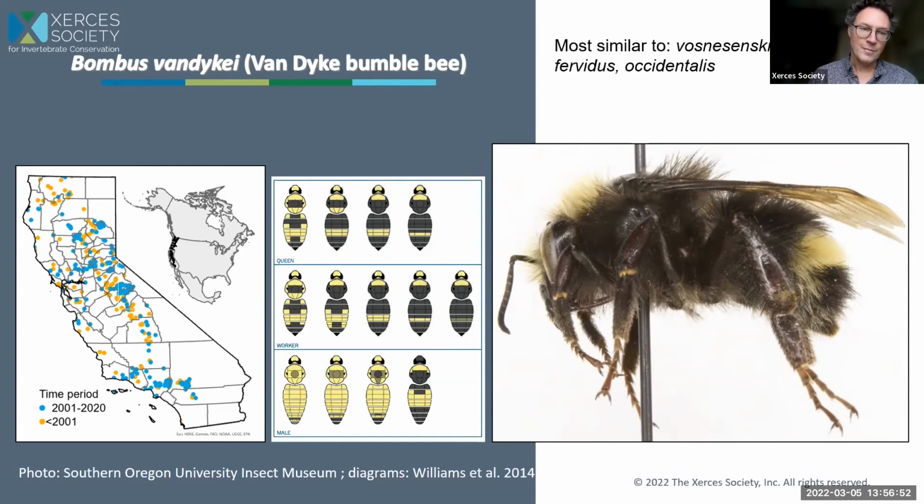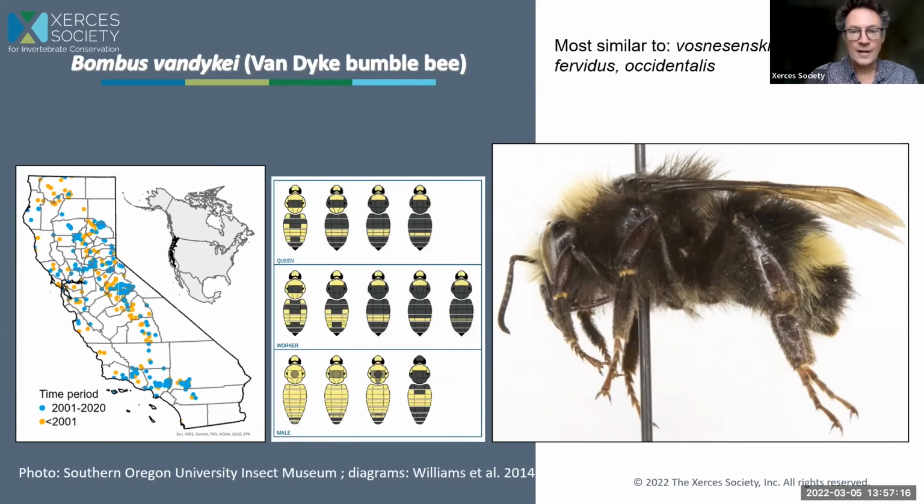I should have said that for caliginosus, the last one. It stops right about at Santa Barbara. So if you're in San Diego and you find one of these bees, it's got to be Vosnesensky's bumblebee, because neither of the other 2 occur that far south. So you can use range to help you understand what species you're looking at to some extent, right?